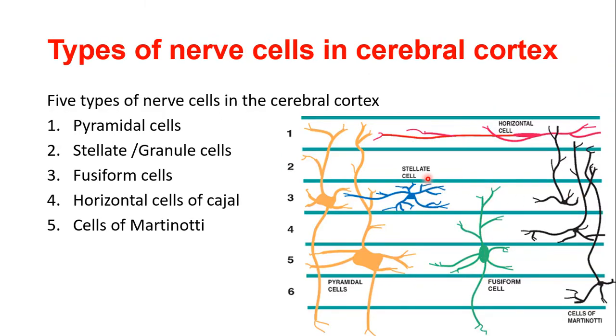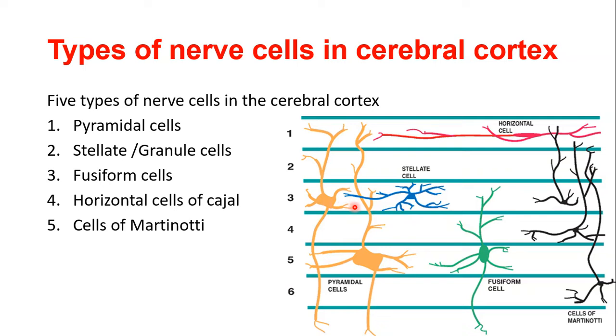First, you should know the types of cells present in the cerebral cortex. It is a very important question. There are 5 cells present in different layers of the cerebral cortex. Number 1, pyramidal cell. Where is the pyramidal cell? These are the pyramidal cells. We will discuss each cell separately.